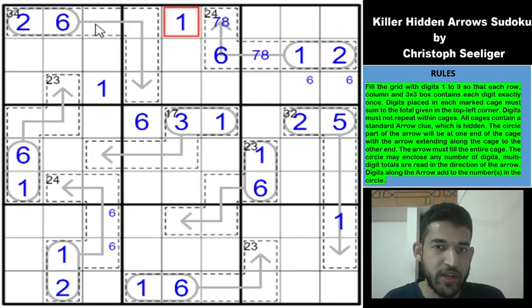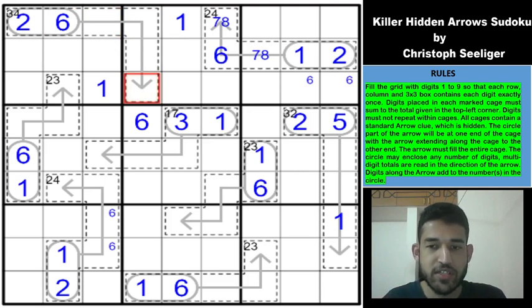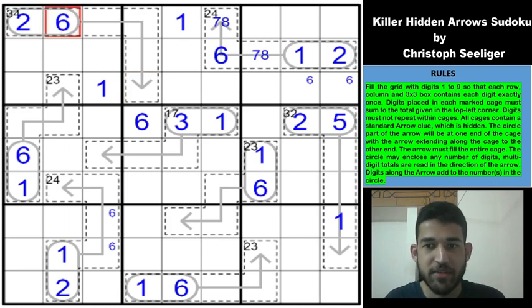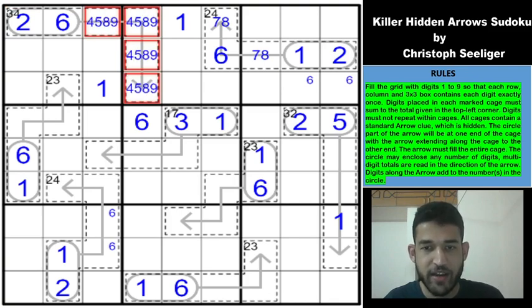So out of which 1 cannot be inside the cage, right? So 1 is already eliminated. So we need to eliminate 2 more digits which add up to 10, right? It cannot be 1 and 9. It cannot be 2 and 8 because 2 is already in the cage. It cannot be 4 and 6 because 6 is in the cage. So 1, 3 and 7 must be the digits which are eliminated from this cage. So which means that these 4 cells must be 4, 5, 8 and 9.